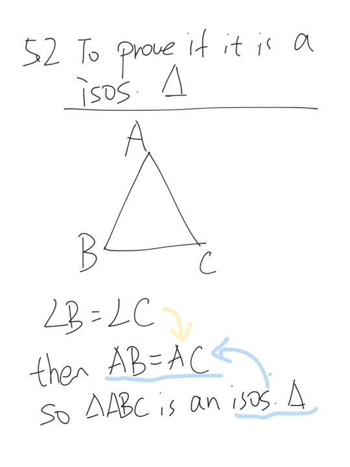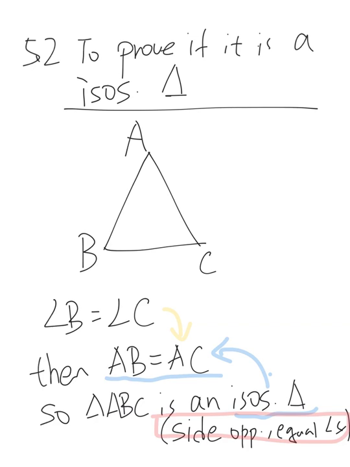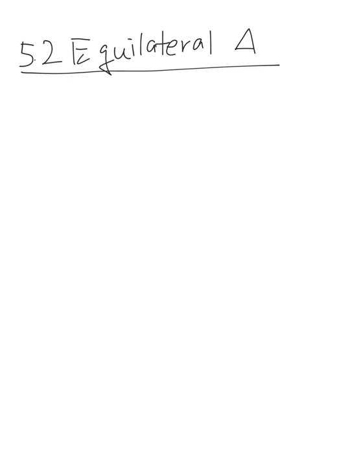So when we are using this kind of proof, we need another theorem called side opposite equal angle. Okay, so that's the reasoning when we are trying to prove whether it is an isosceles triangle, using side opposite equal angles. Okay, finally, we are going to learn the equilateral triangle in 5.2.